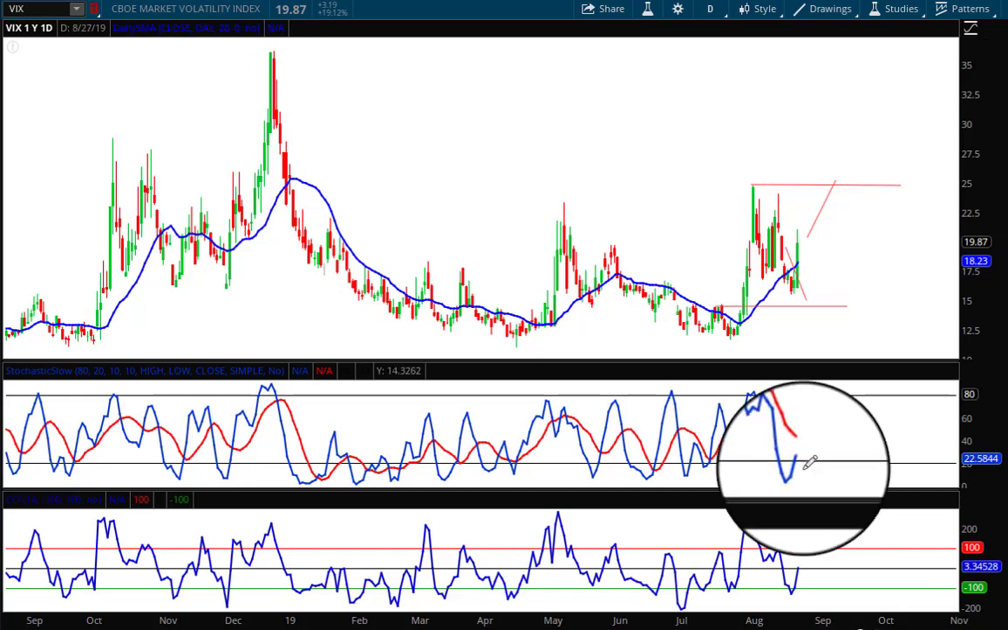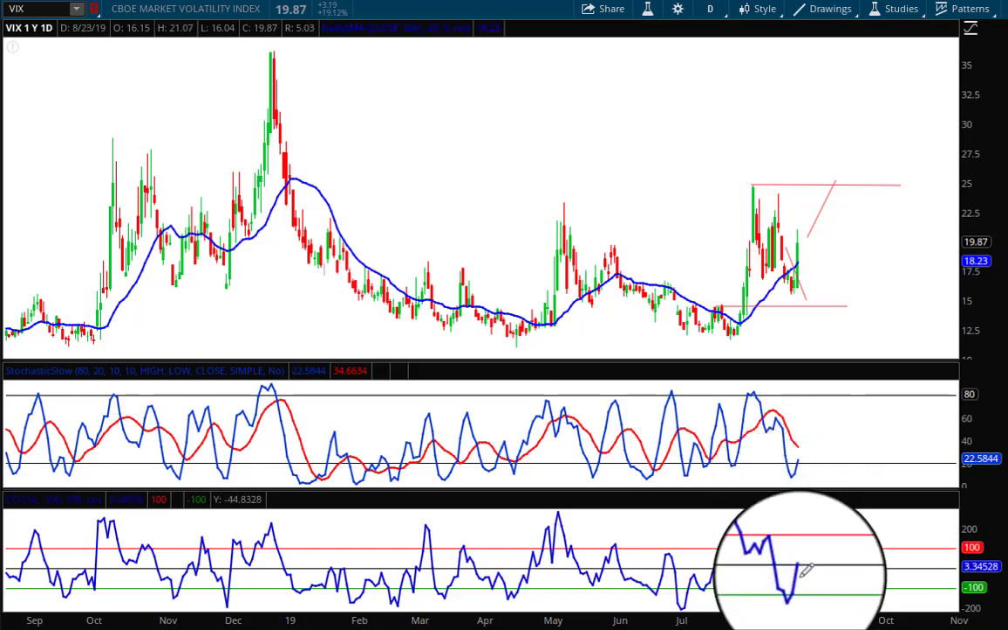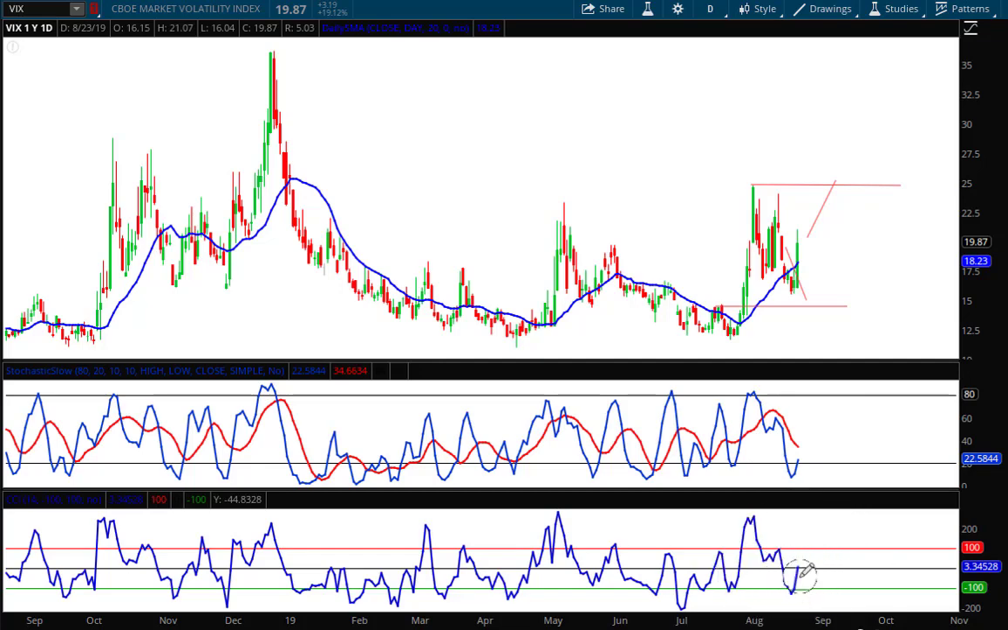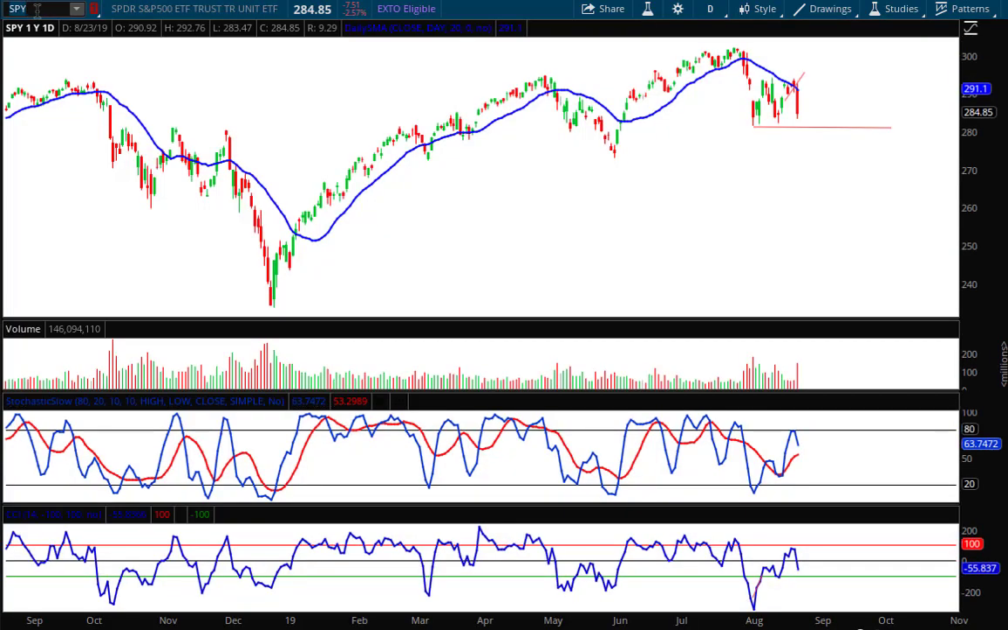The stochastics oscillator and the CCI are both showing upward momentum, so that would support higher levels on the VIX, which again in turn is lower levels for the S&P. So looking at the S&P, again, I have the support level down here. I think it's going to hold. I think it will most likely drop to that point before bouncing. Again, I think it's going to be a mild bounce for the S&P.